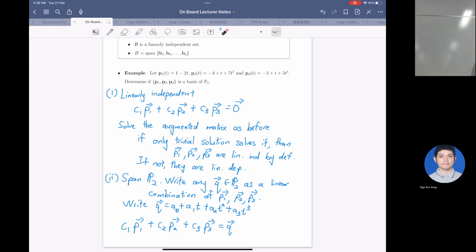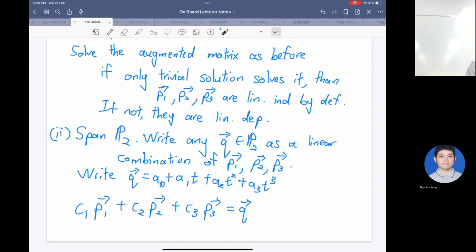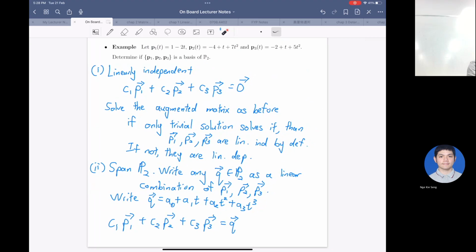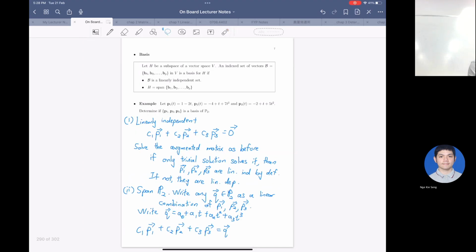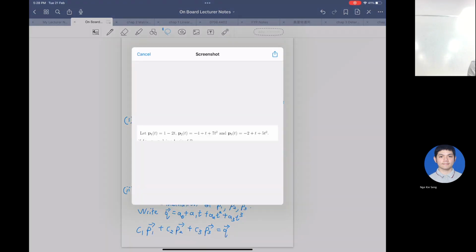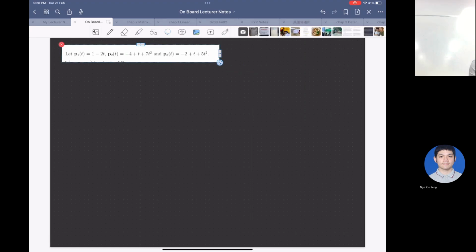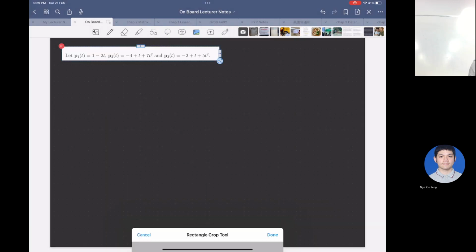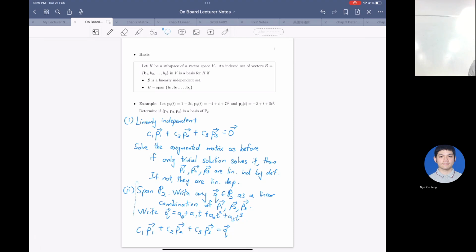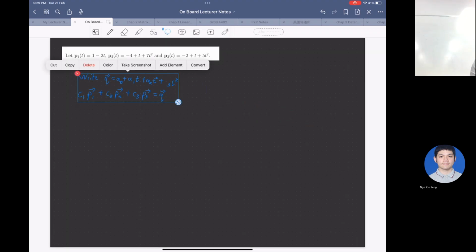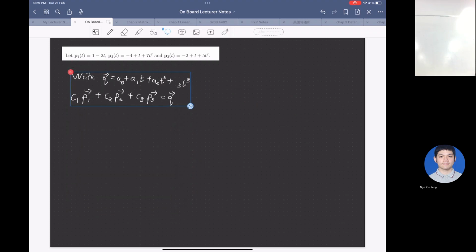Maybe let's try and do this. Let's try and solve part 2. Did everyone get this question? Let's try and solve the span together and see what's the difference between checking span and checking linear independence. Actually, they are the same, but the right-hand side gets changed. Let's try 5 minutes to compute this. Let's do it together.